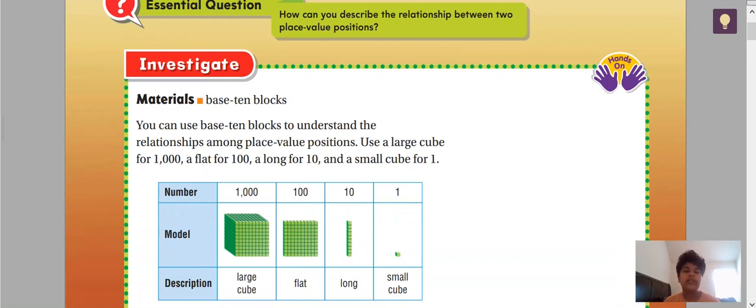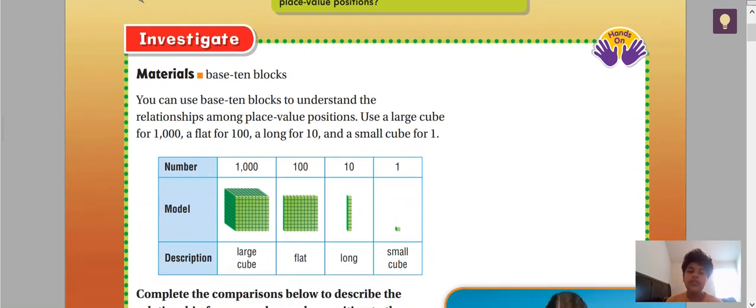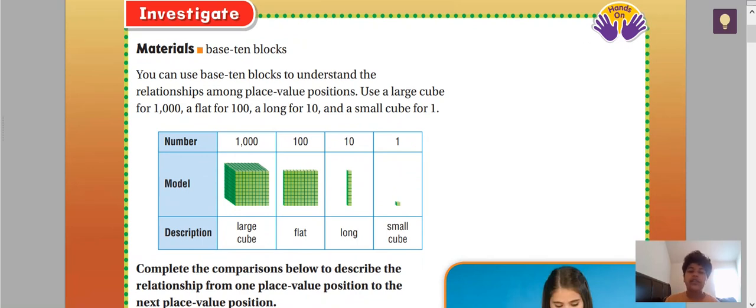Investigate. Materials is a base 10 block. You can use base 10 blocks to understand the relationships among place value positions. Use a large cube for 1,000, a flat for 100, a long for 10, and a small cube for 1. So we have 1,000, which is a large cube. That is huge, am I right? And then we have a flat for 100, a long for a 10, and a small for a 1.